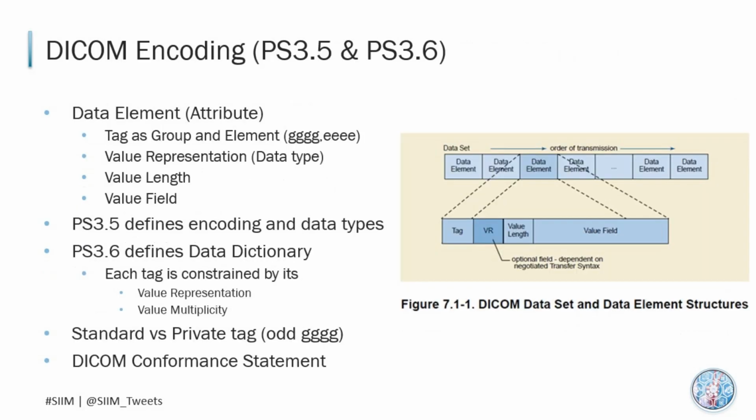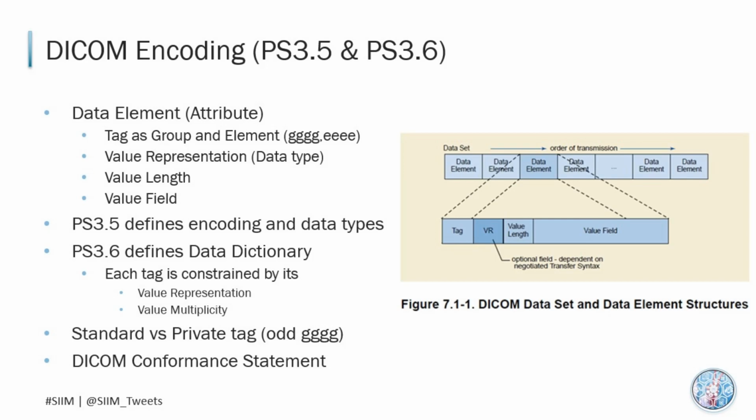Each data element is specified by 4 things: the tag, the value representation, which represents the data type in DICOM, the length, and the actual value. A tag actually has 2 parts, a group and an element. Both group and element are hexadecimal values. Closely related attributes usually use the same group. All standard tags defined by DICOM use an even group value.